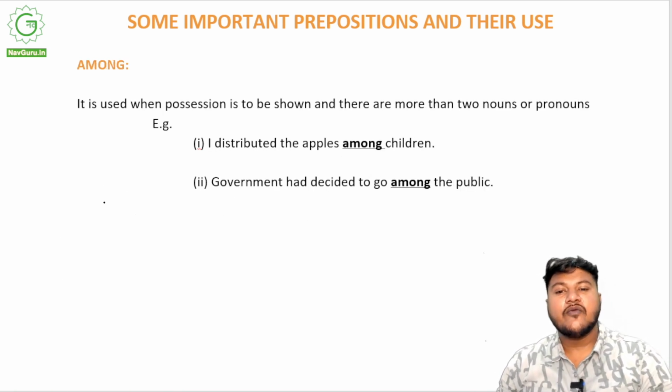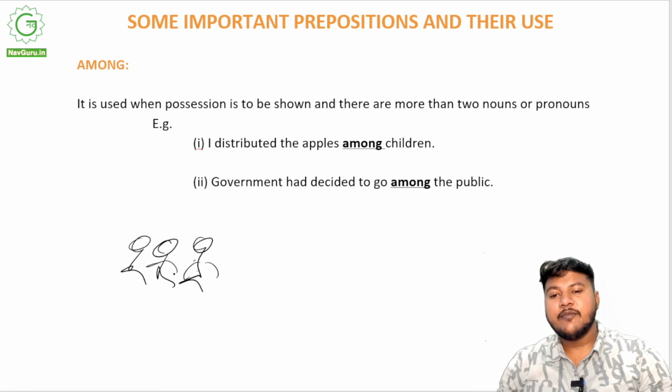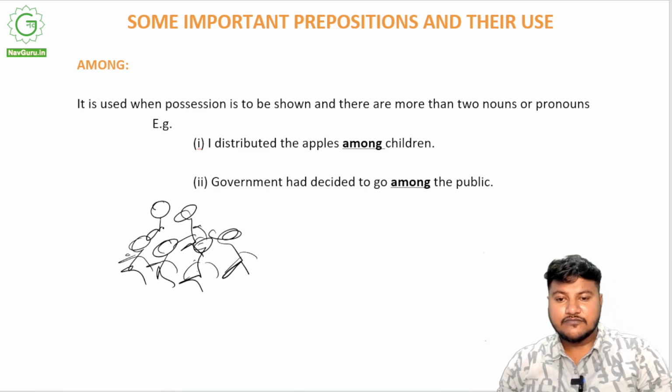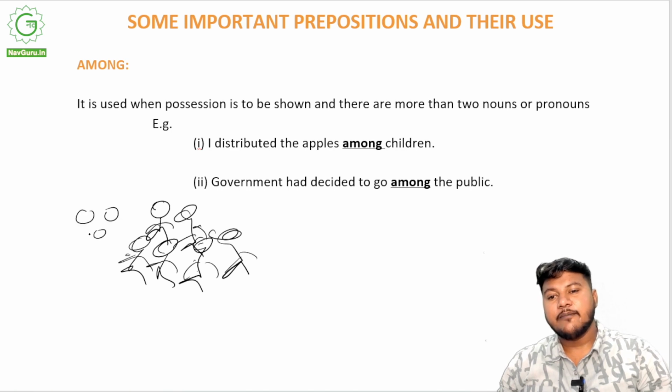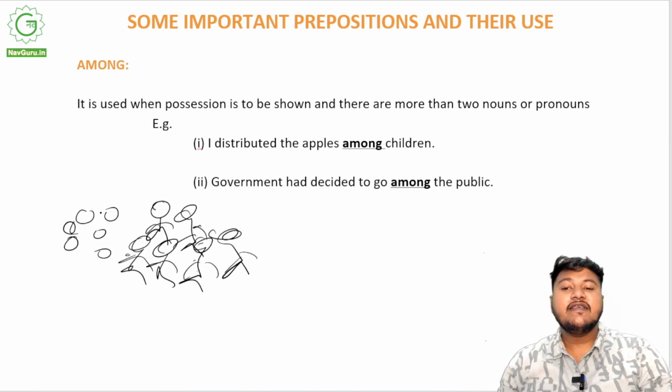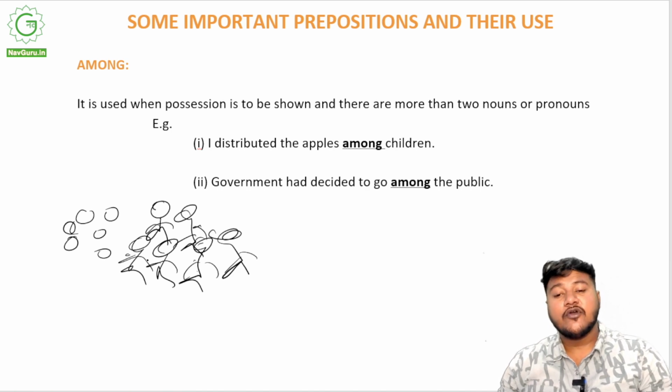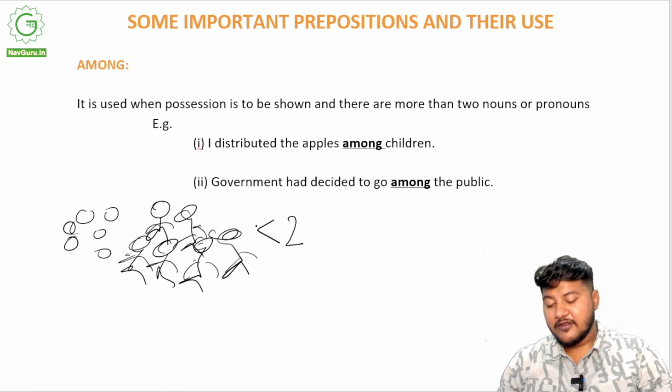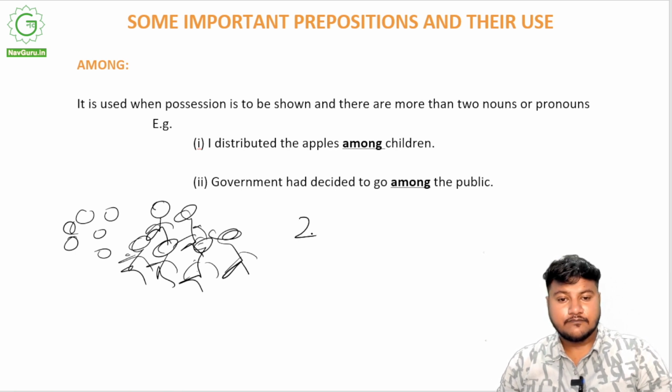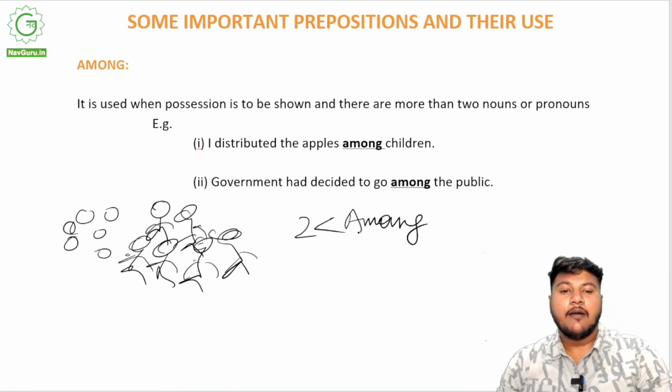Among, now see, similar to between, among is also used, but when there are more than two nouns or pronouns. So imagine there are 5 boys, all right, and 6 boys, and I have to distribute apples among them. So these apples I cannot distribute between them because there are more than 2, right? So whenever it's more than 2, you'll use among.